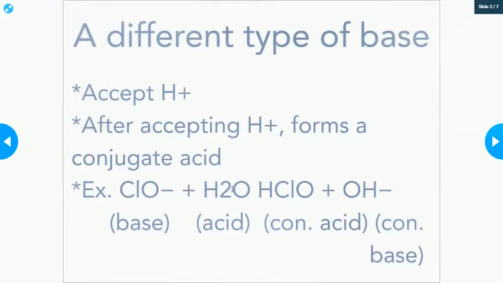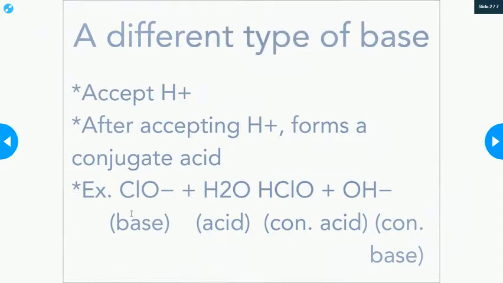So if we look at an example, we've got ClO minus, plus H2O. And then there's going to be an arrow right here. It's an invisible arrow right there. And so these would be our two reactants, and these are the two products. So it forms HClO plus OH minus. As you can see, we've still got some hydroxide ions formed in here, but in an indirect way.